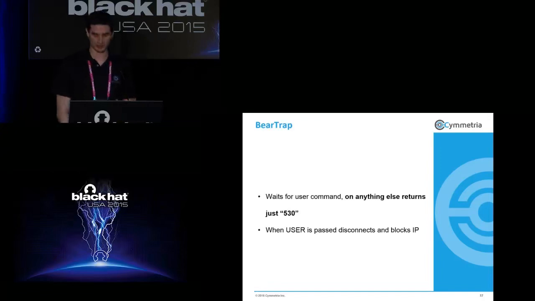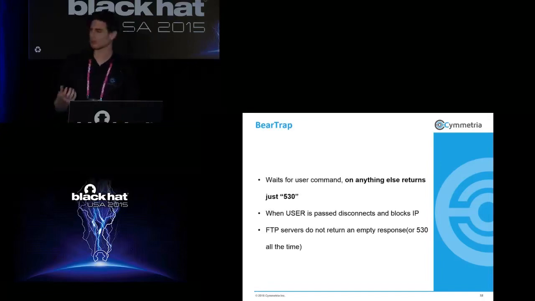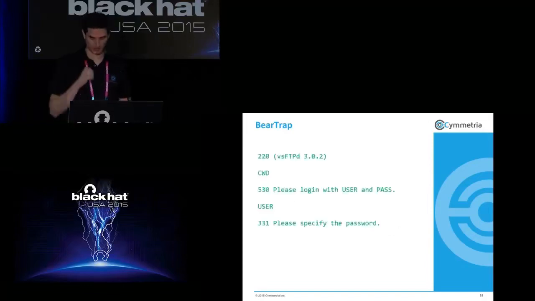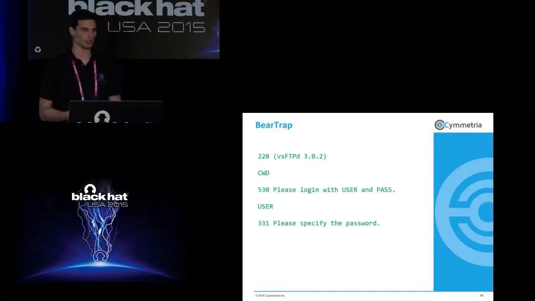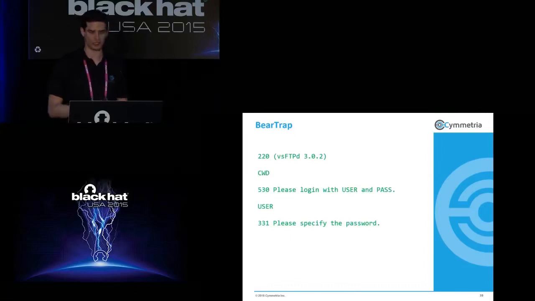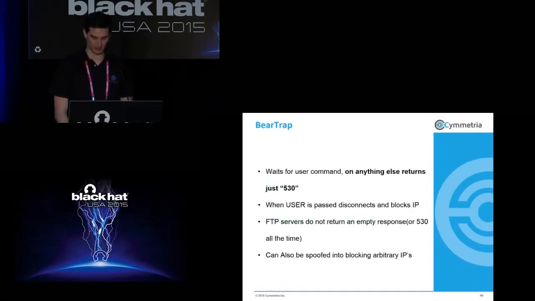But that 530 problem is problematic, because FTP servers don't behave that way, right? This is an example of vsftpd: if you try and run commands on it before the login, it gives you output saying please log in, and when you're trying to do the login with errors, it needs to specify what errors you're making. So by just giving out 530 all the time, it's by definition not a real FTP service, and that's how you can detect BearTrap, right?